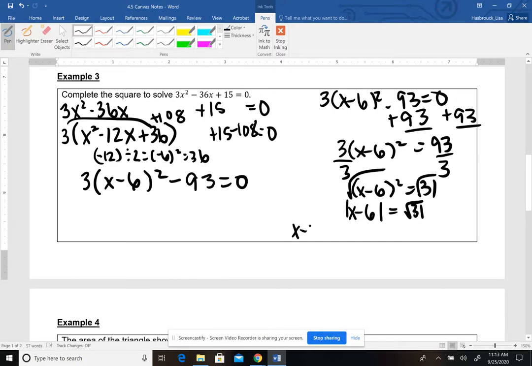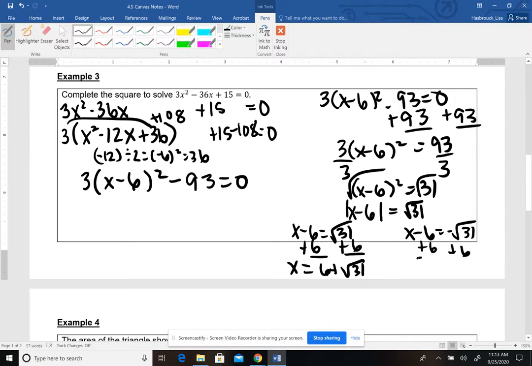Split it up, x minus 6 equals root 31. X minus 6 equals negative root 31. Notice I did not simplify this radical, and that's because 31 is not divisible by a perfect square. Now I'm going to add 6 to both sides. I get x equals 6 plus root 31. Add 6. X equals 6 minus square root of 31. And we're done with that problem.